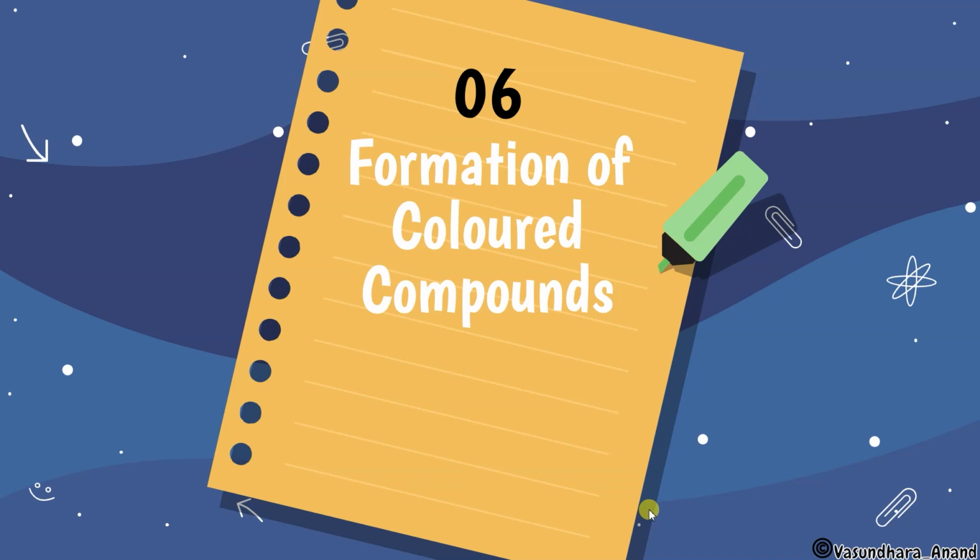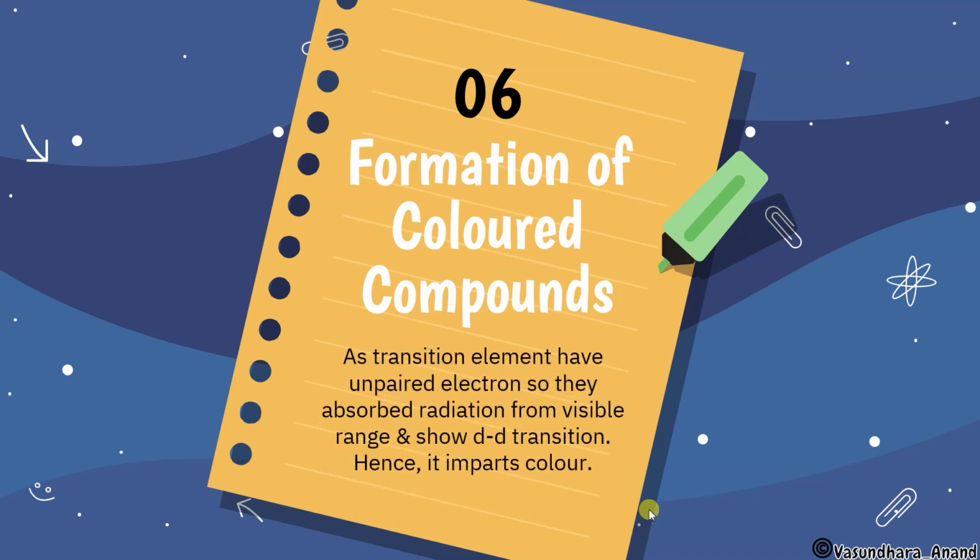Formation of colored complexes or colored compounds: as transition elements have unpaired electrons, they absorb radiation from the visible range and show d-d transition. This is a very important line. If you are not able to learn all these points, just write this: because they are able to show d-d transition, they impart color. That will give you at least half marks for that question.